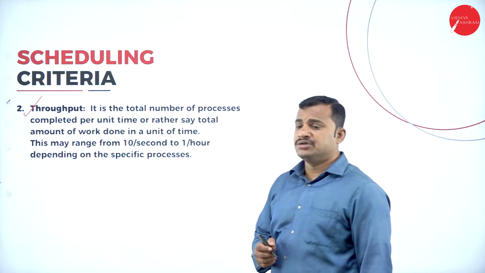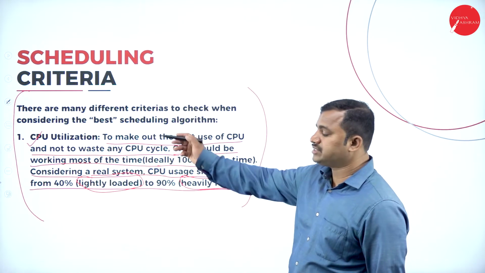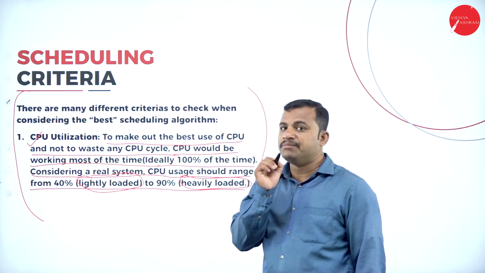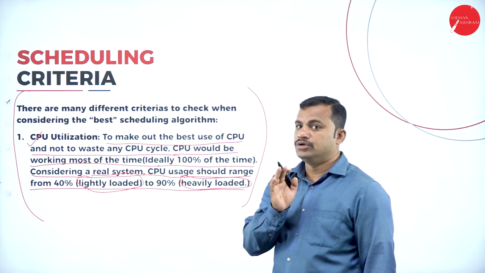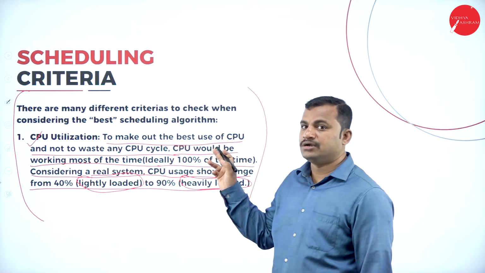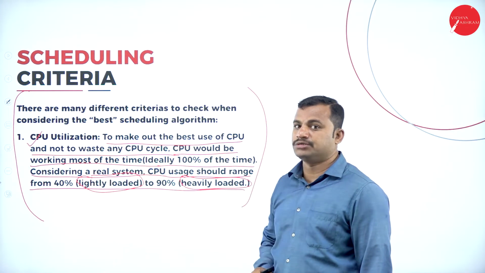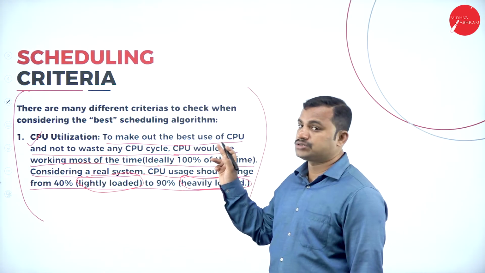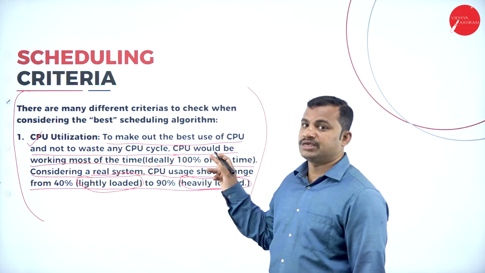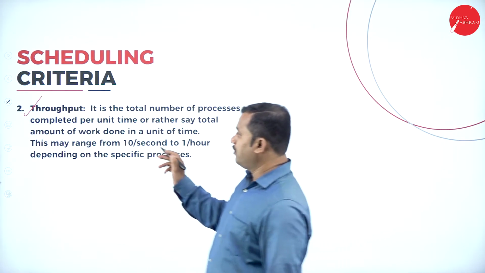My dear students, the first scheduling criteria, that is CPU utilization, is very, very important from the examination point of view. You will get it for 8 marks. Definitely, if you look at the previous year question papers, many a time these questions have been asked. So please listen to it carefully. We have throughput.